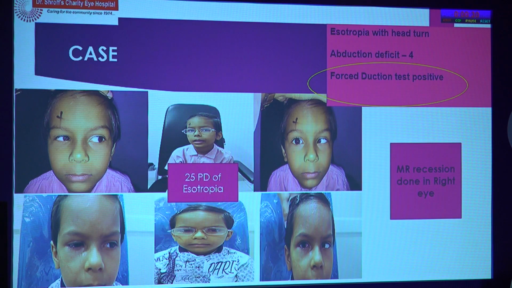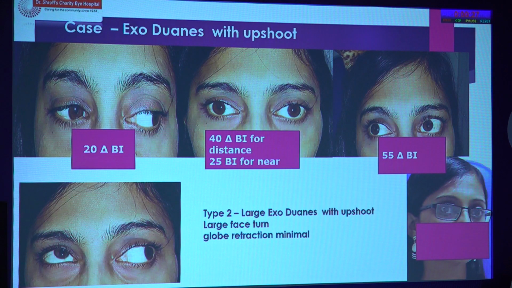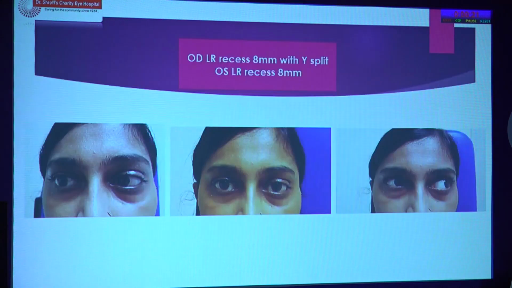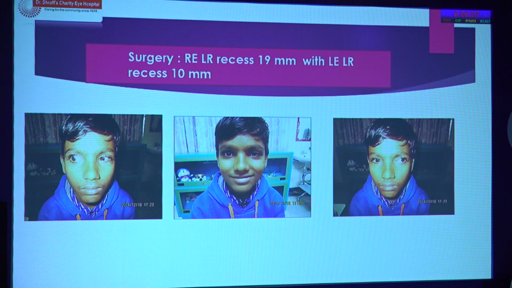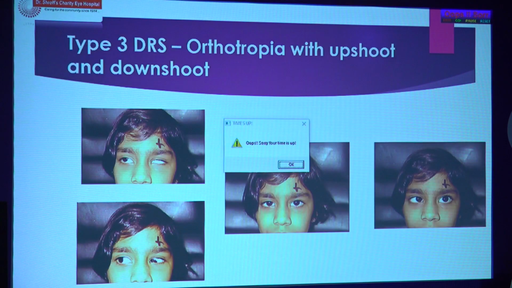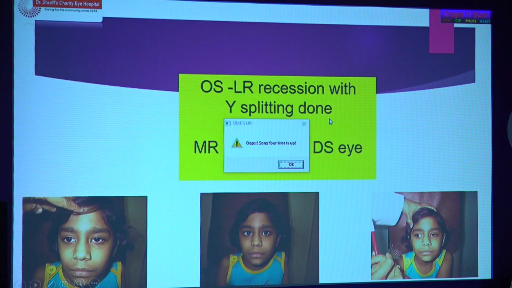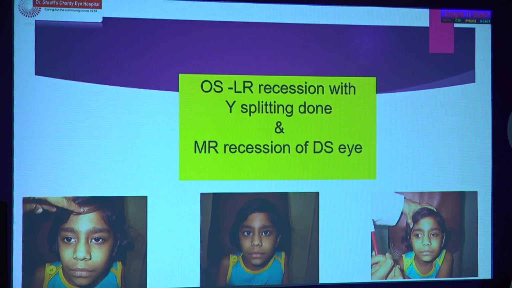So this is a simple case of 25 prism diopters where you do a medial rectus recession. And this is an exo-Duane, which ma'am has nicely covered, where it is 40 prism diopters for distance and near, and you do a lateral rectus recession with a Y-split. In large exotropic Duane with downshoot, what I did was basically a large recession of the lateral rectus. Since there was not a severe upshoot and downshoot, I did a large recession. And this is orthotropia, where again I did a differential, as ma'am said, an LR recession with an MR recession.